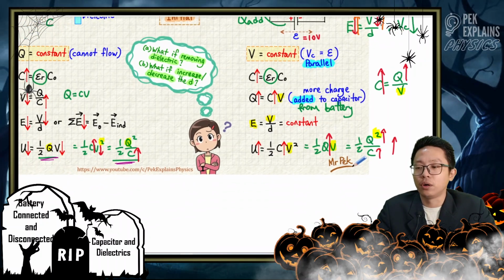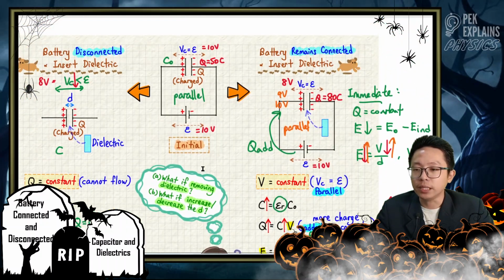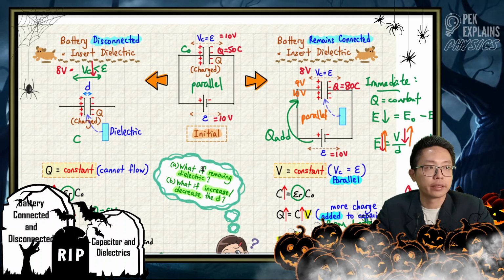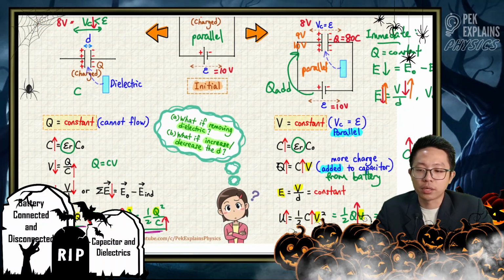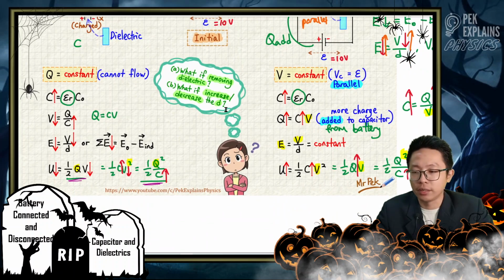Okay, so that's all for battery disconnected and battery remains connected. Disconnected, Q constant. Remains connected, V is constant. Remember these two keys. If you know these two keys, you can know all the others. Just play with the formula.